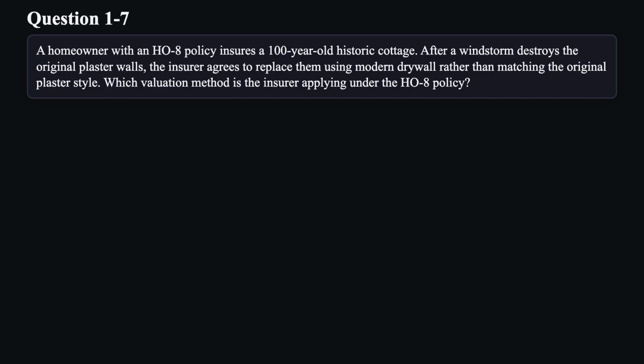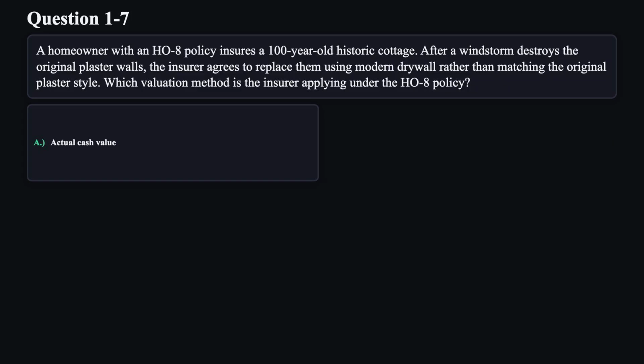Question 7. A homeowner with an HO8 policy insures a 100-year-old historic cottage. After a windstorm destroys the original plaster walls, the insurer agrees to replace them using modern drywall, rather than matching the original plaster style. Which valuation method is the insurer applying under the HO8 policy?